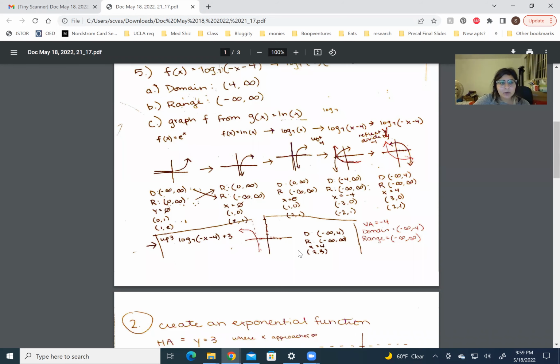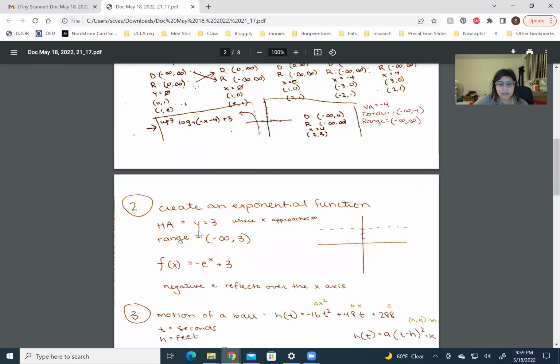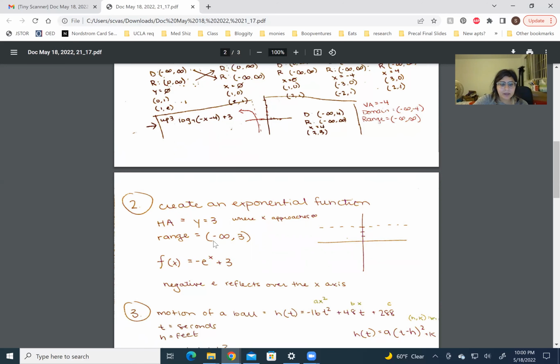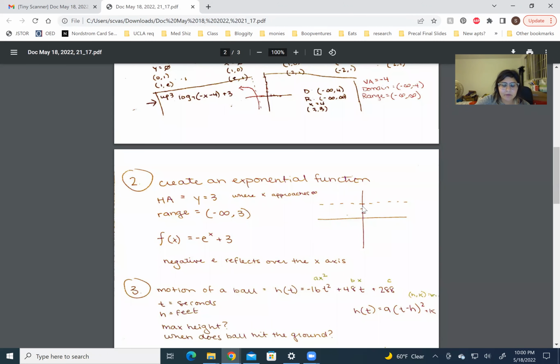In question number 2, we needed to create an exponential function using the horizontal asymptote y=3 and the range negative infinity to 3. So I came up with the function f of x equals negative e to the x exponent plus 3, because we have a 3 at the horizontal asymptote, and then the negative e reflects over the x-axis. So I thought it would probably go a little bit like this and then come near, but not passing the 3 horizontal asymptote.